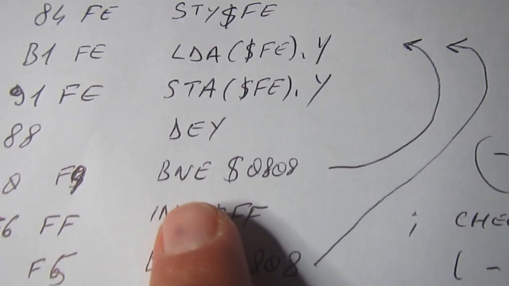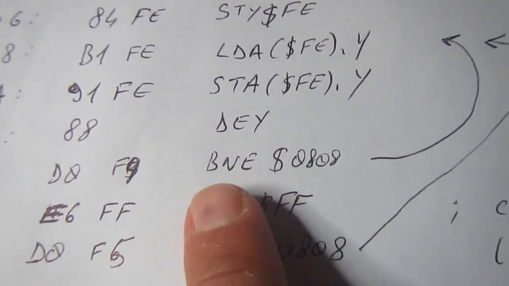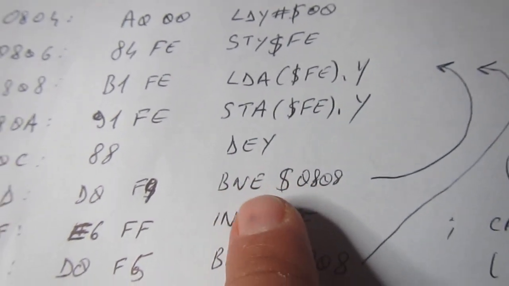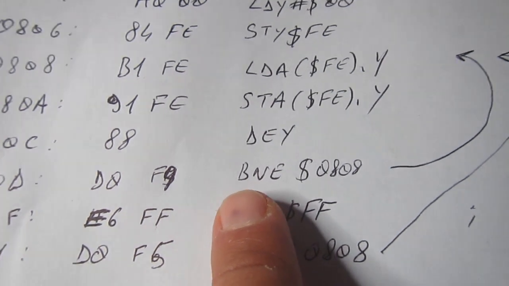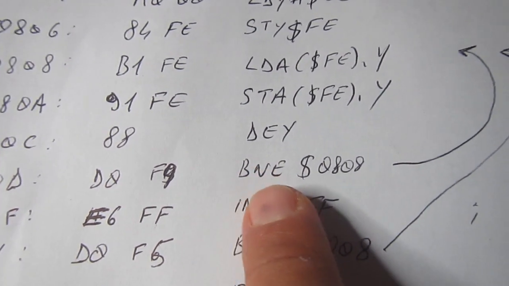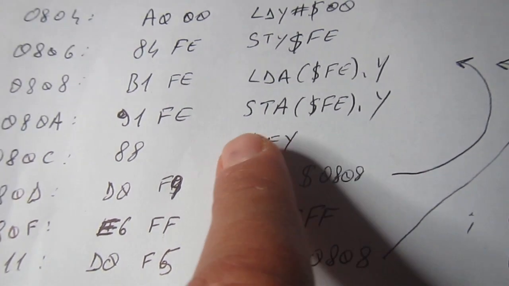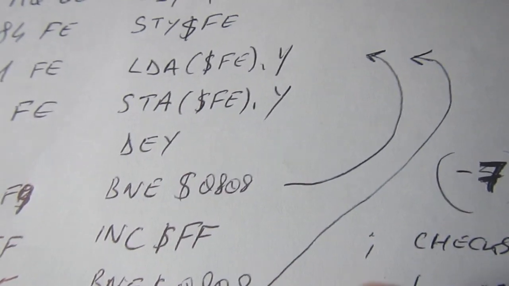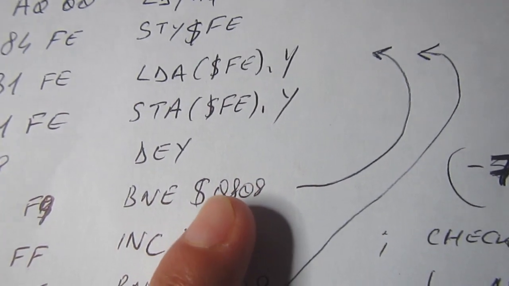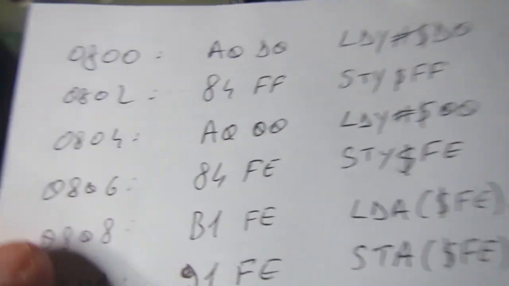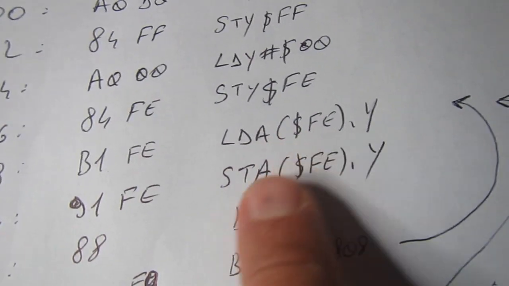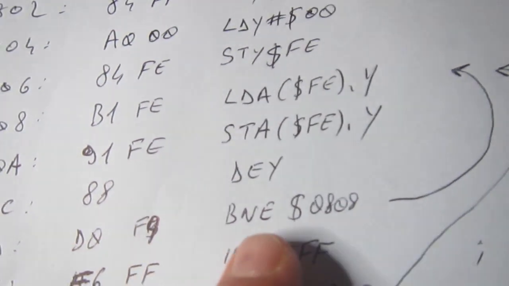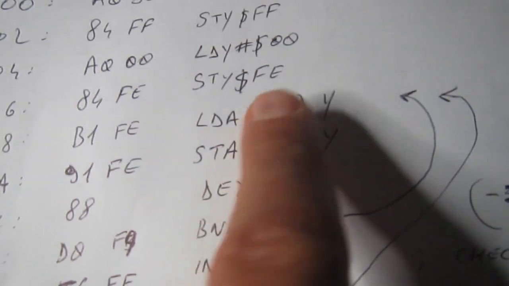And if it's not 0, this instruction tells the processor to check if the last instruction produced a 0 result. So branch if not equal means if the result of the previous instruction was not 0, we jump back, in this case to 0808. 0808 is the load again. So we do this cycle, loading, storing until the Y returns to 0.